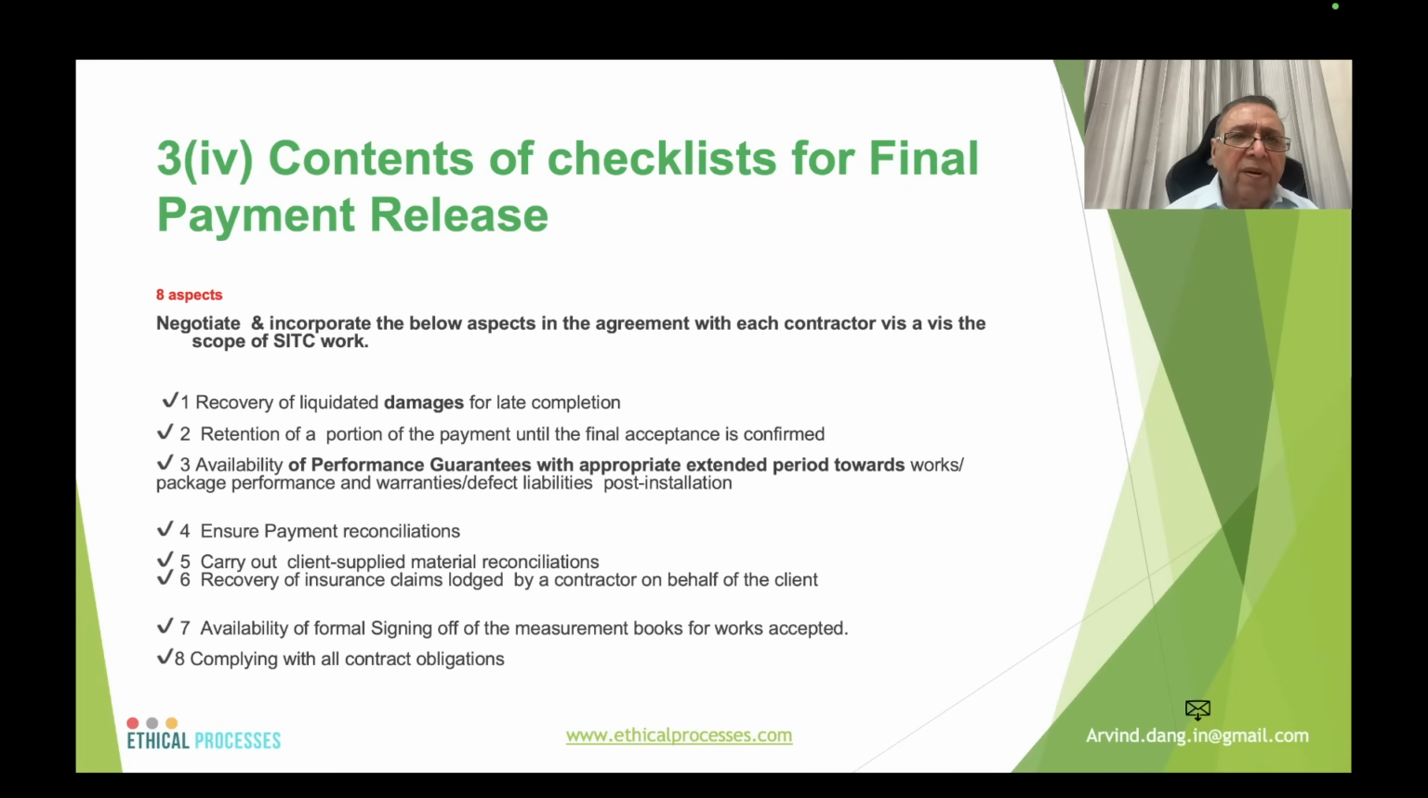Eight aspects related to the final payment release. Before the final payment release, it must be negotiated that the following activities must be complied with by the contractor: recovery of the liquidated damages for late completion, retention of a portion of the payment until the final acceptance is confirmed, availability of the performance guarantees with appropriate extended period towards works, package performance and warranties, defect liability post installation, ensuring payment reconciliations, carrying out client's supplied material reconciliation, very important, and recovery of the insurance claims lodged by the contractor on behalf of the client if it was in the scope of the contractor, availability of the formal signing of the measurement book for the works accepted, and complying with all the contract obligations which are listed there.